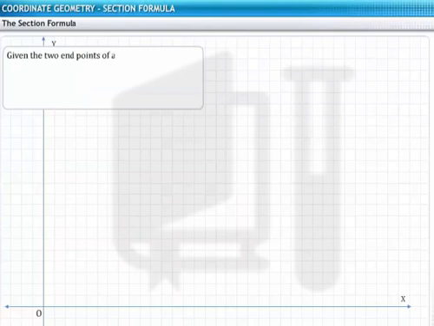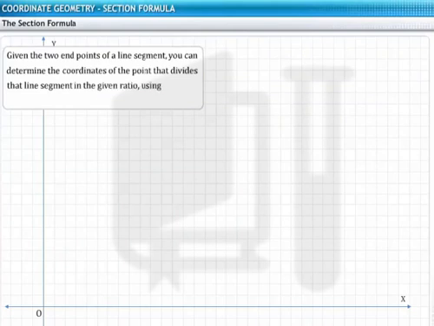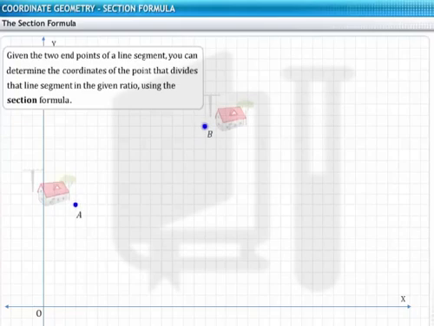Given the two endpoints of a line segment, you can determine the coordinates of the point that divides the line segment in the given ratio using the section formula. Let AB be a line segment. The coordinates of the points A and B are x1, y1 and x2, y2 respectively. Let the point P x, y divide the line segment in the ratio m:n.